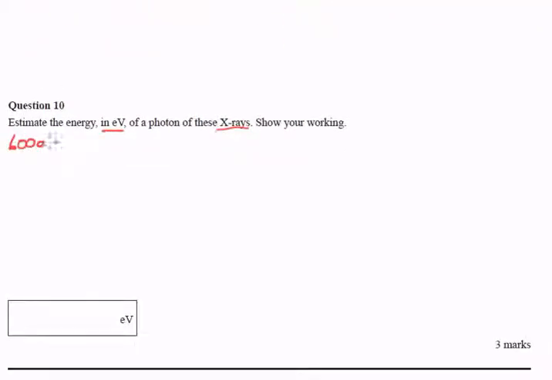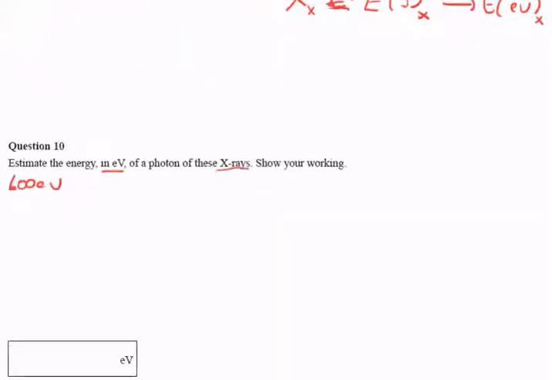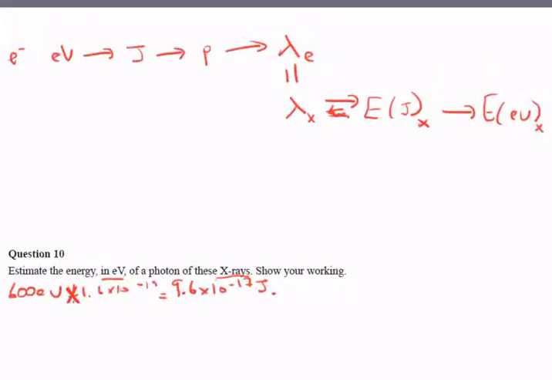So 600 electron volts. The first thing is going to joules. Sorry, if I'm going from electron volts to joules, I need to multiply by 1.6 by 10 to the minus 19, and that gives 9.6 by 10 to the minus 17 joules. That's the first step. After joules, I was going to get momentum.